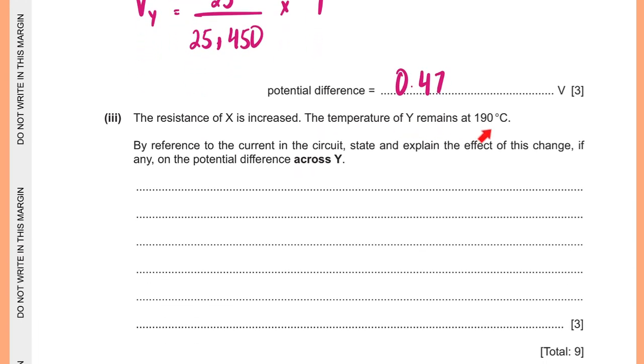Okay, next part: resistance of X is increased. Temperature of Y remains at 190. By reference to the current in the circuit, state and explain the effect of this change, if any, on the potential difference across Y. Since this is with reference to current, you can't use potential difference arguments, you have to talk about the current. So you'll say that if the resistance of X is increased, total resistance increases, causing current in the circuit to decrease.